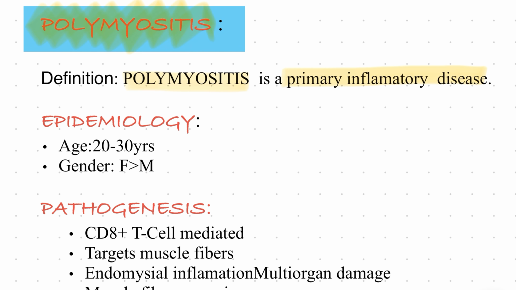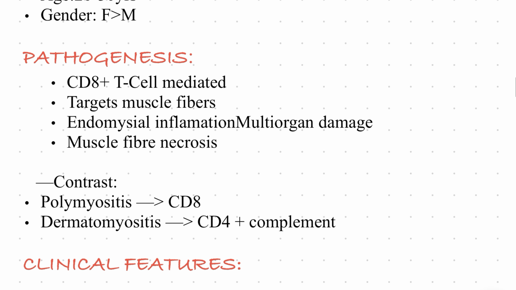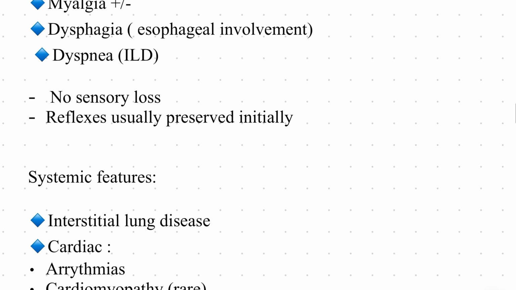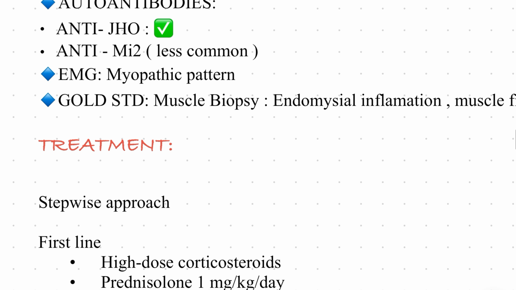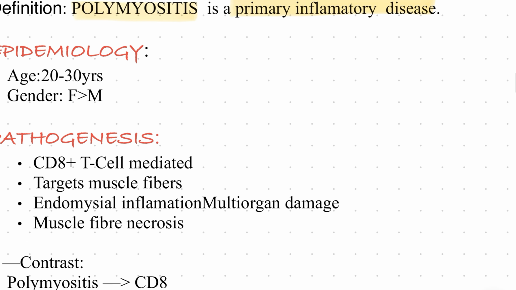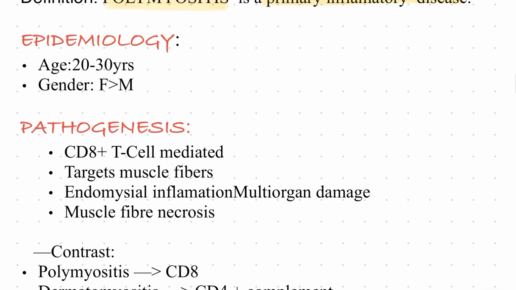As we generally learn in medicine, we'll first go to epidemiology, then pathogenesis, then clinical features, then investigations, and at last how to manage the condition. So let's learn it easily. In epidemiology, we'll look into age, which is usually between 20 to 30 years. Then there is a slight female preponderance.